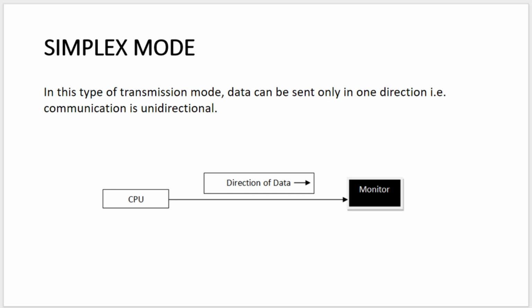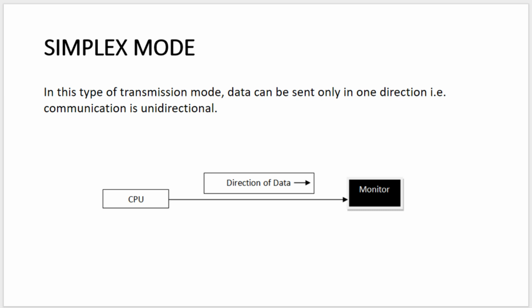So, simplex mode. In this type of transmission mode, data can be sent only in one direction. Communication is unidirectional. So simplex data flows in one direction only, and for the characteristics, one device acts as a sender and the other is a receiver, and there is no feedback or acknowledgement from the receiver.